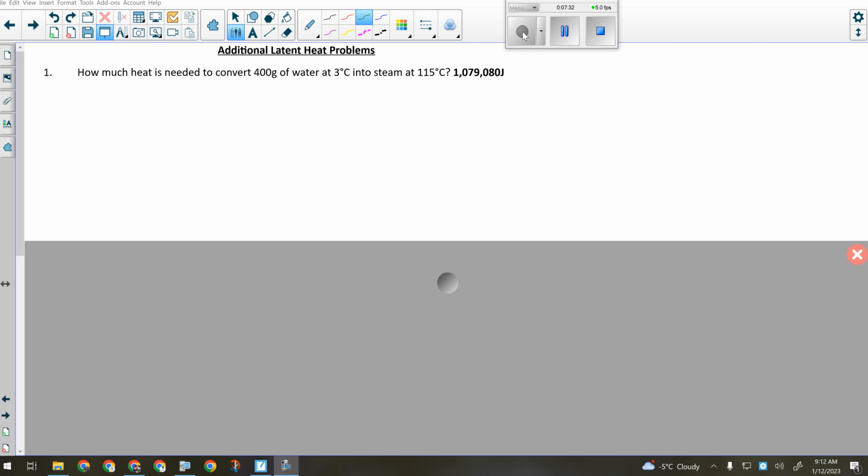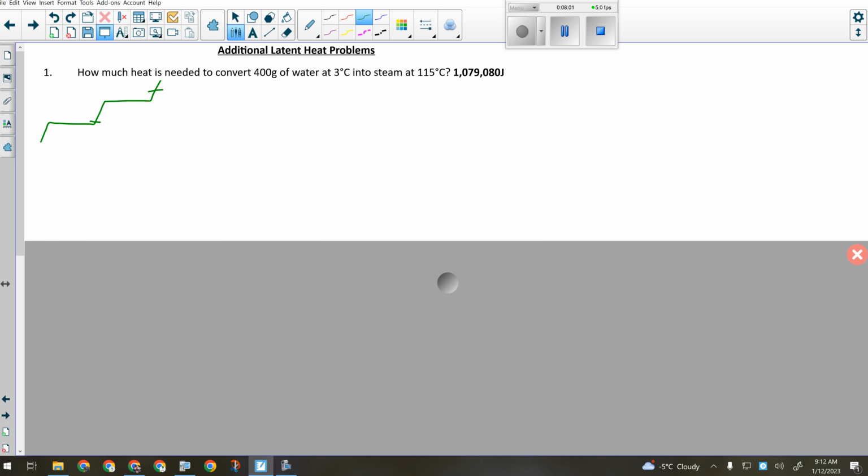So, first thing we want to do is just draw a miniature version of that heating curve of water. We're starting with water at 3 degrees Celsius. So that means we're starting about there, and we're going to steam at 115. So we're going to there. How many steps is that? 3 steps. I have to heat the water to boiling, boil off the water, heat the steam. Those are the 3 steps.